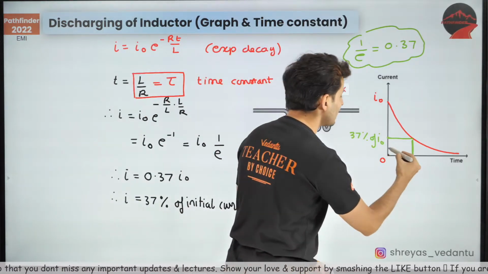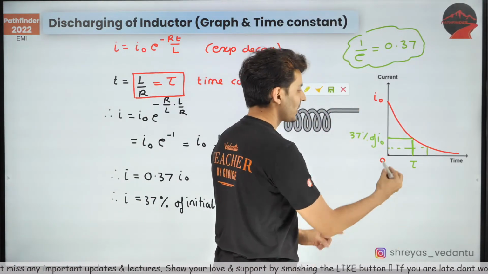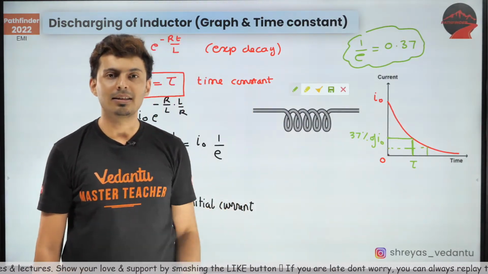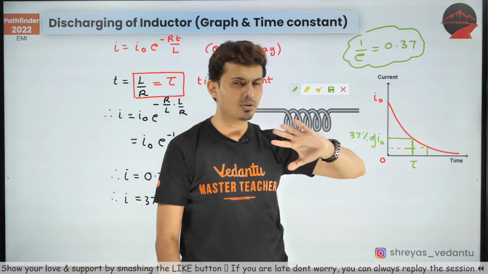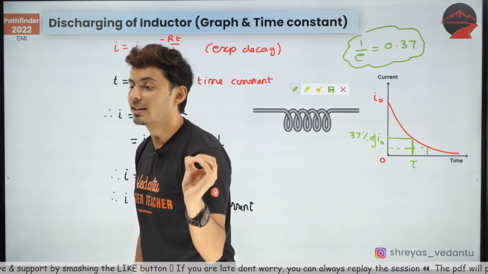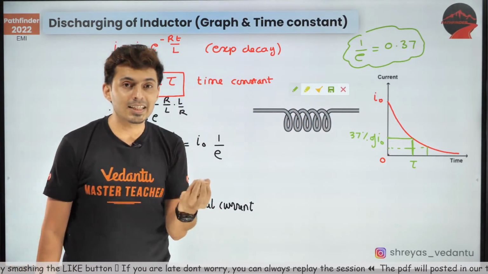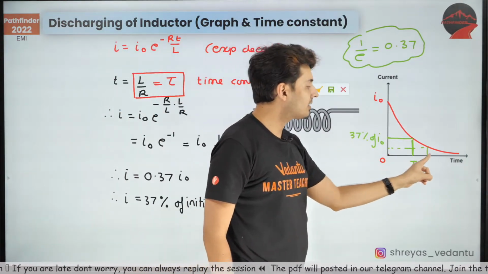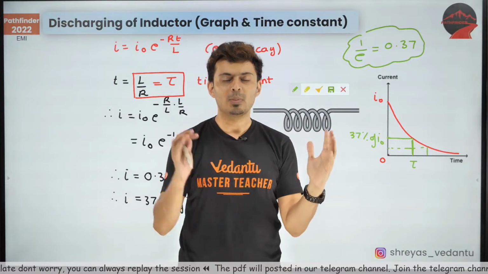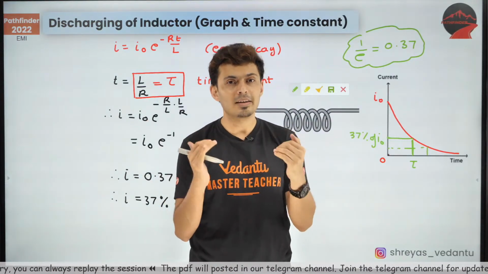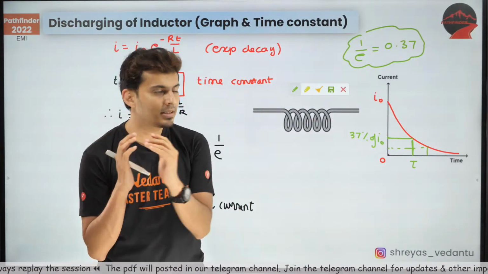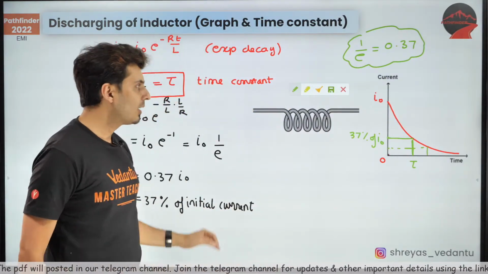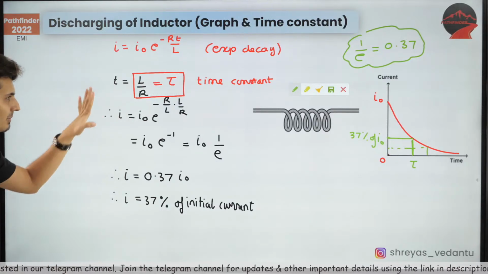After 2 time constants, even less would remain. After 3-4 time constants, the current will vanish and it will be hardly there. So after maybe 5-6 time constants, you will hardly see any current left. So this time constant gives us a sense of how quick the decay is. If the time constant is large, that means it takes a long time for it to reach 37%, so it decays slowly. And if the time constant is less, that means the circuit decays very quickly and there is very fast decay of current in the circuit. So that's something which you should know.